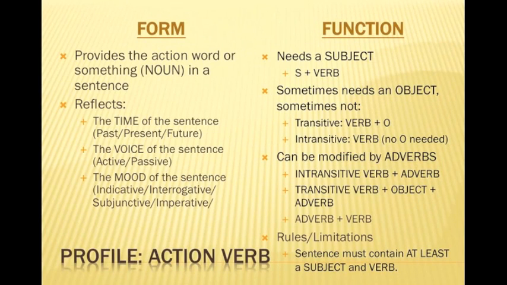But again, in an action verb, we notice most of the things we've already talked about. Action verbs tell us, again, the action of the noun in the sentence. Action verbs need a subject. Sometimes they need an object. So again, if it's a transitive action verb, it needs an object. It can be modified by adverbs, as we've said before. But of course, usually the order is if you have an adverb, the adverb will come after the object. And as we said before, one of the rules or limitations is that, again, a sentence must always contain at least a subject and a verb.